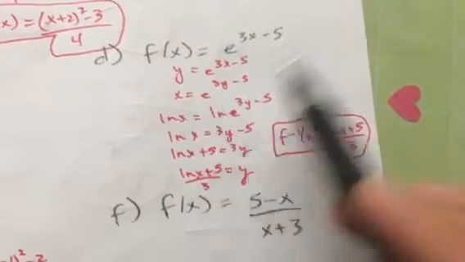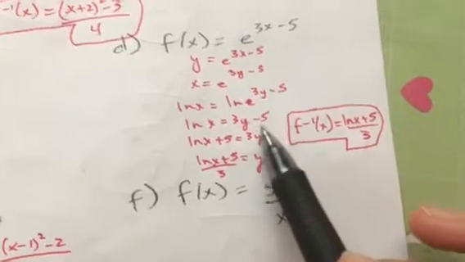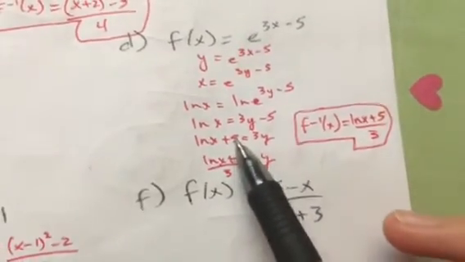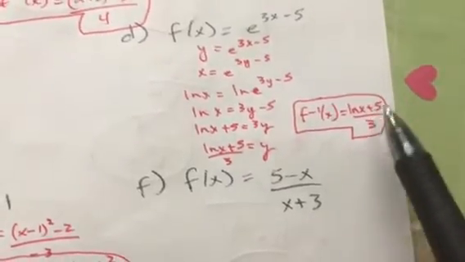On d here, I'm going to write it as y equals, switch x and y. If I want to cancel out e, I'm going to attach natural log to both sides. 3y minus 5 comes on down. Add 5 to both sides. Divide by 3, f inverse of x, natural log of x plus 5 over 3.